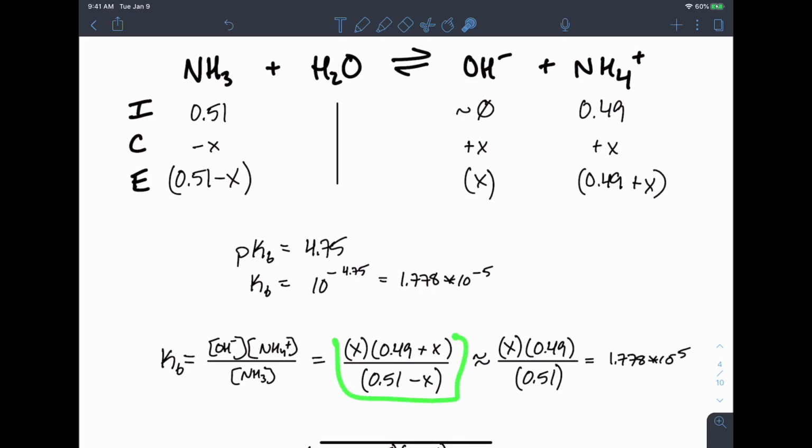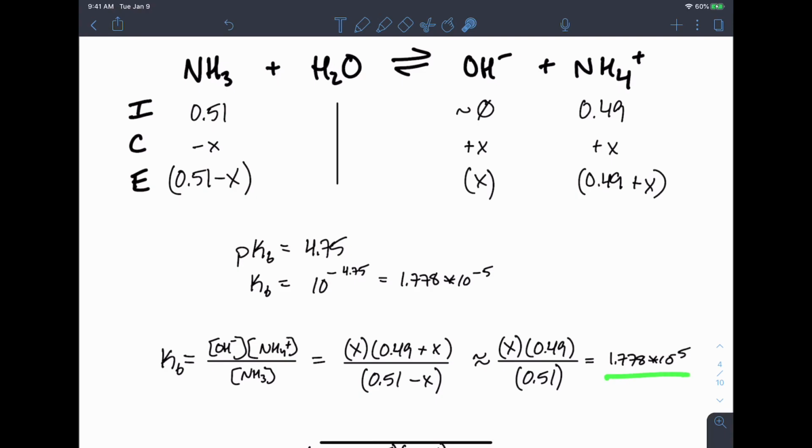And when I substitute in our equilibrium concentrations here, we have x times 0.49 plus x divided by 0.51 minus x. And what we're going to do to make our lives a lot easier, since we know that the value of KB is very low, we are going to assume that the plus x and minus x are small enough that effectively these concentrations really aren't changing. So we can simplify this expression by getting rid of the plus and minus x, and then that leaves us with x times 0.49 divided by 0.51.